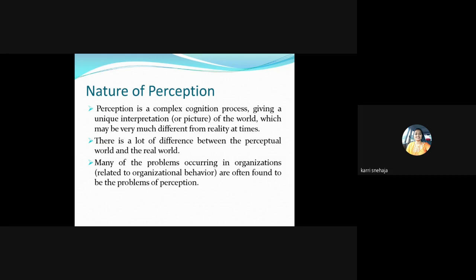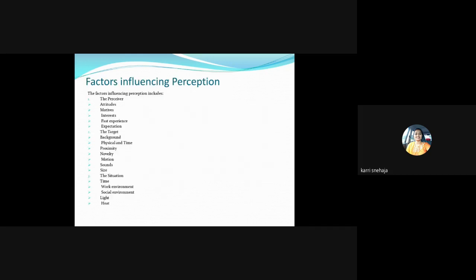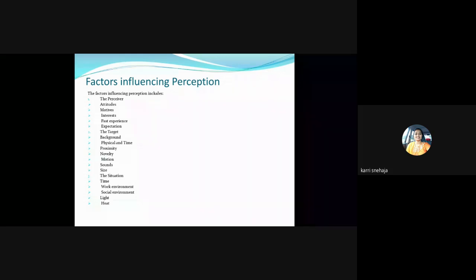Many of the problems occurring in the organizations are often found to be problems of perception. Kis tarike se perception ki problems aati hain? What are the factors influencing perception? The perceiver should be responsible. The person who is able to perceive it, attitude is one. Hamara positive attitude ho sakta hai, negative attitude ho sakta hai. Hamara us particular object ko dekhne ka kya nazariya hai?